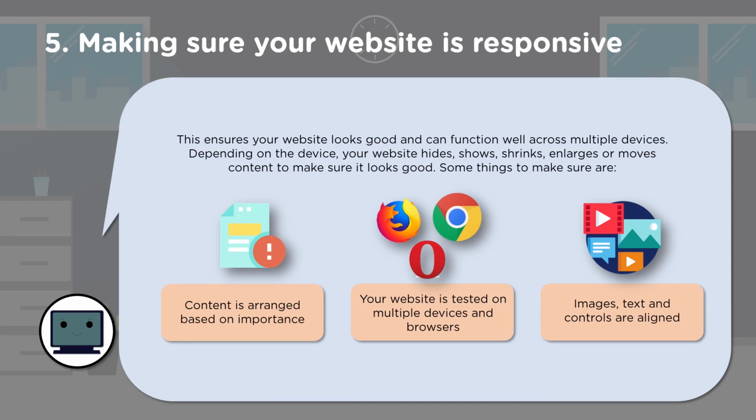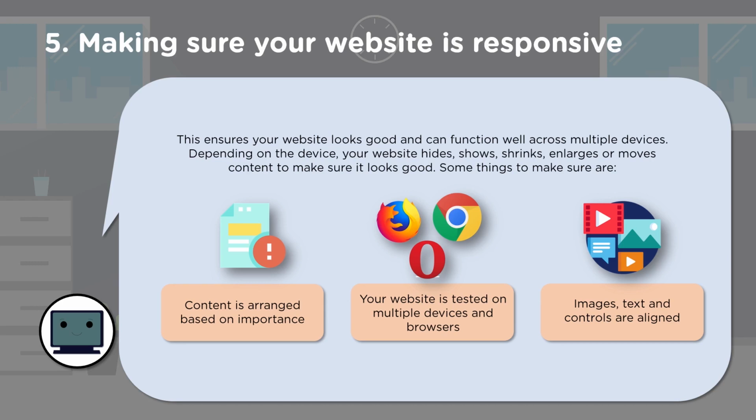So you want to be able to test to make sure it's responsive. And so is content arranged based on importance? Okay, does it work across different browsers on different devices? And do the images, text, and everything else align just like it does on desktop? So there are plenty of tools out there on the web. All you need to do is just do a search for, check my website for responsiveness. So you can use plenty of tools to check to see if your website is responsive towards multiple devices.